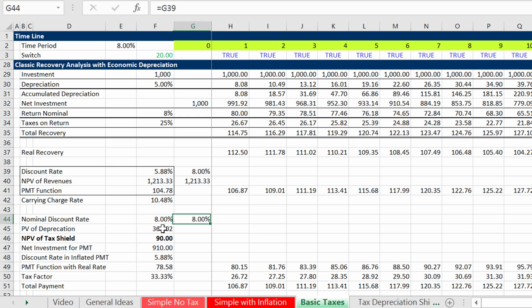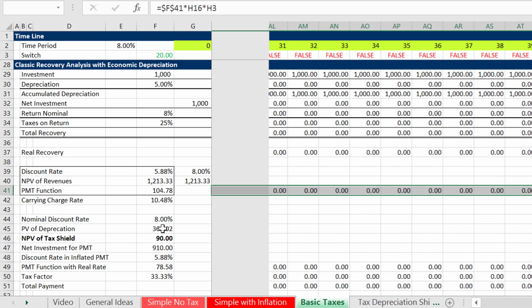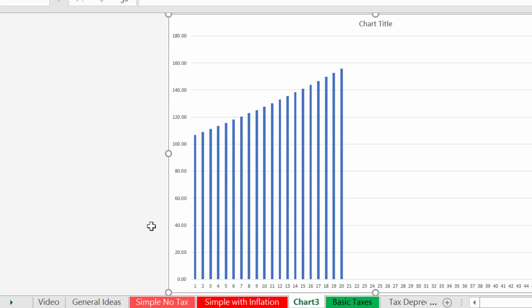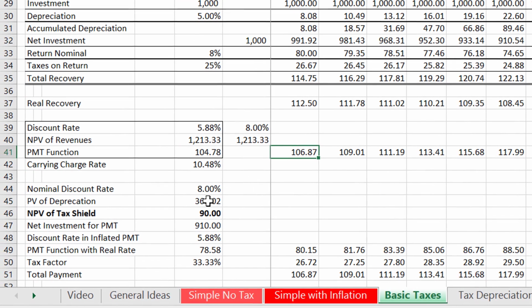And then we can take our nominal discount rate. Why did I put it twice? I don't want to do that. That gives us our increase. Now we have a nice little increasing revenues. F11 Alt EL. That's our inflating revenues.